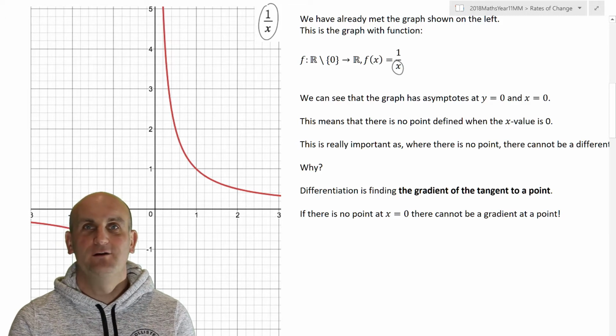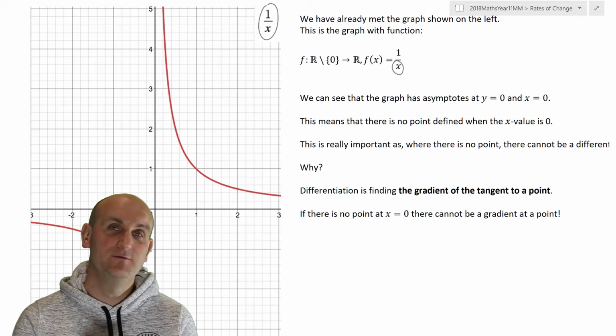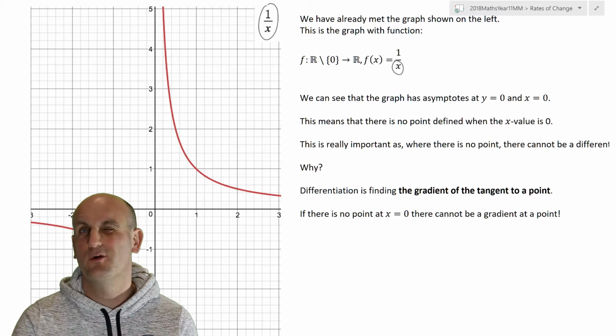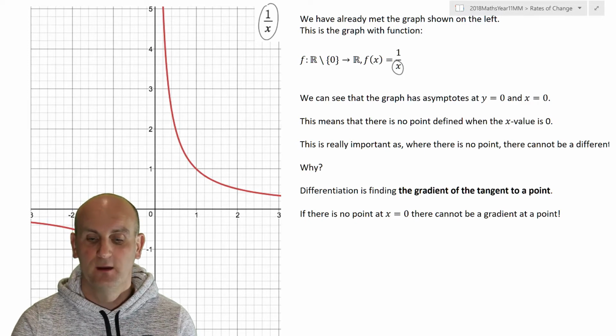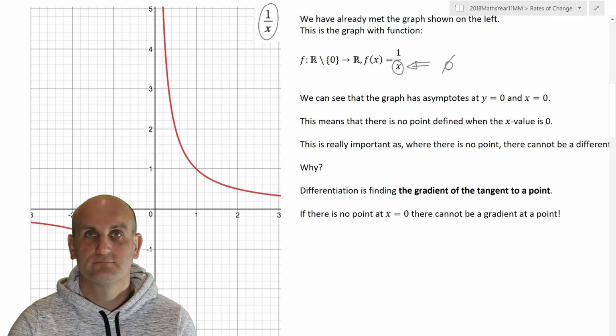What one value do we never like to be on the bottom of a fraction? And that is 0. Why? Because when you divide by 0, what do you get? Well, either infinity or, probably more correctly, an undefined value. So we don't like the x value to be 0.